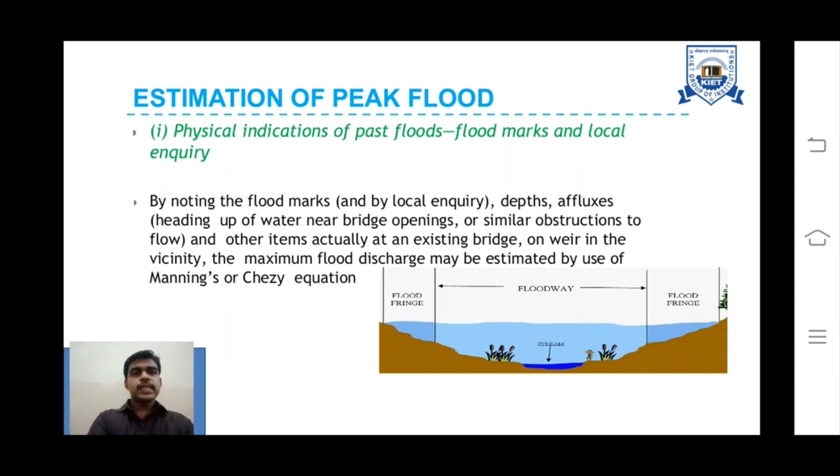Estimation of the peak flood: physical identification of past floods, flood marks, and local enquiry by considering a case study pattern or any other regional pattern. How about the flood level? How extreme it was, how high the ranges were, and the flood fringe. By noting these flood marks through a general local enquiry or any surveying field-level investigation, we find how much the depth, afflux, and heading up of the water is near bridge openings or similar obstructions and other items at an existing bridge or weir in the vicinity. The maximum flood discharge may be estimated by the use of the Chesney equation or Manning's equation.